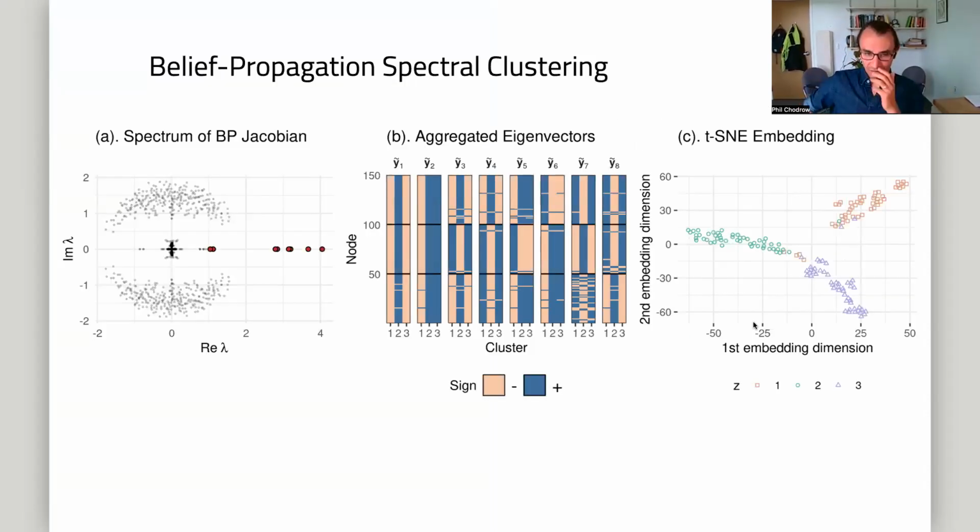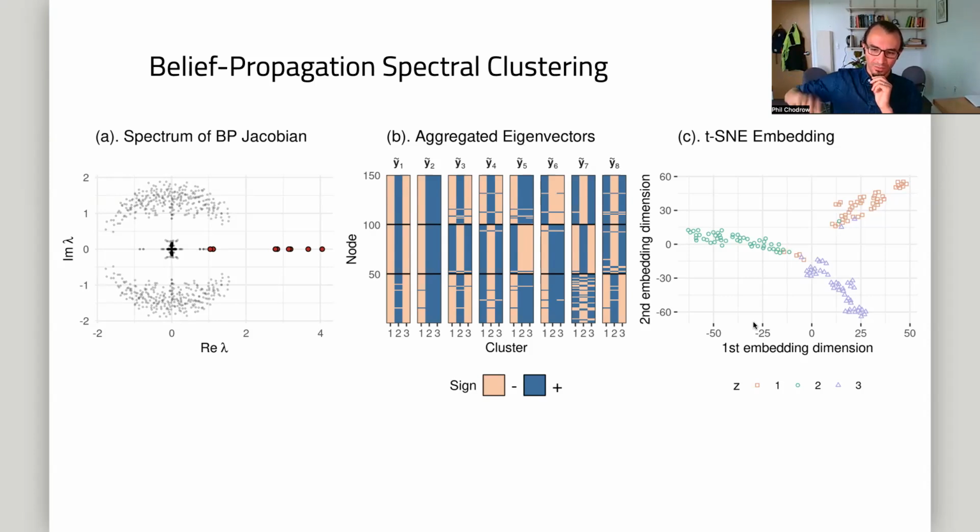Here's a little illustration of the pipeline. This is one stage. We form this matrix J. We compute its spectrum. I'm showing you the spectrum on the far left here, as well as the eigenvalues that are real and larger than 1 in magnitude. In this case, there are 8 of them, and I've highlighted them in red. Then we take those eigenvectors. We need to switch them around a little bit, summing them up to the level of nodes.